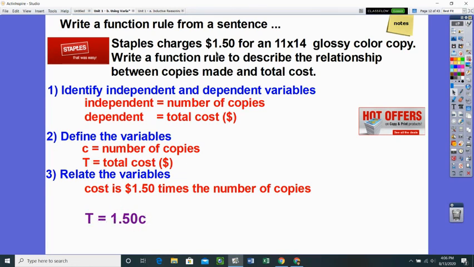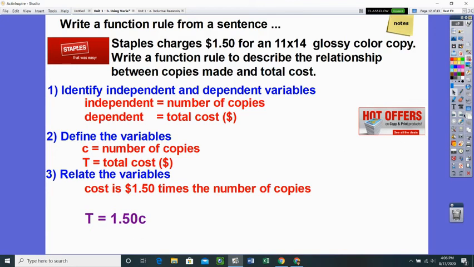So if this was on a quiz, the final answer would be that you would need to define your variables, including the $. So right here, and you need to have that equation. So if you made 50 copies, you would take $1.50 times 50, and that would be your total cost.